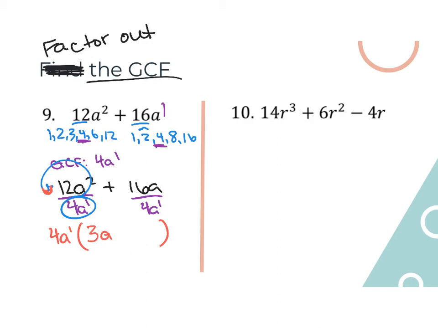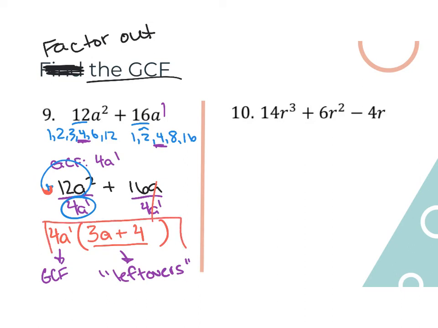And 16a over 4a, 16 divided by 4 is 4. And a divided by a, those a's are going to cancel. So what I have left inside is the 3a plus 4. And on the outside is my GCF. So this is my GCF. And this is what I like to call the leftovers. This is what we call factored form. Okay, that's our factored form of our expression.